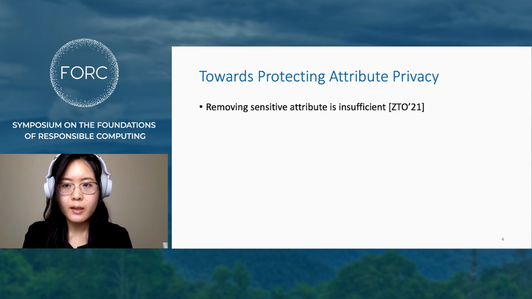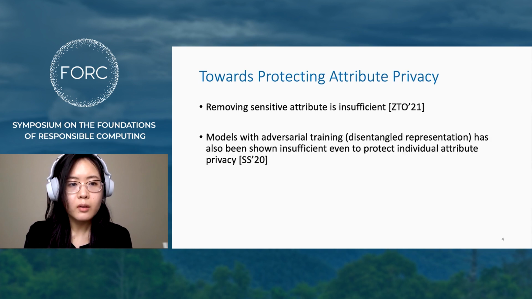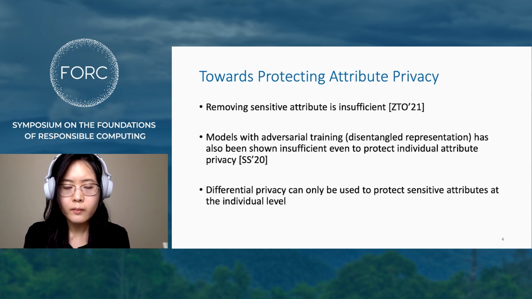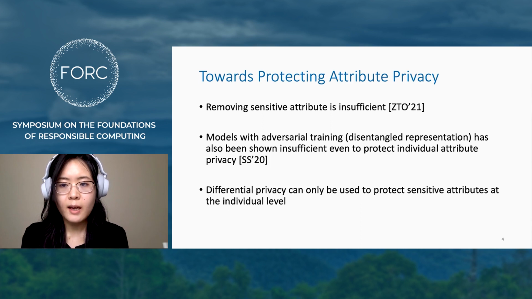Several recent studies show that such global properties about the dataset can be leaked even when removing the sensitive attribute. Also, models with adversarial learning, such as disentangled representations, have been shown to be inefficient even at protecting individual-level attribute privacy. And differential privacy can only be used to protect sensitive attributes at the individual level. So the study of attribute privacy at the global level is still limited in terms of frameworks for reasoning about it and mechanisms for protecting it.